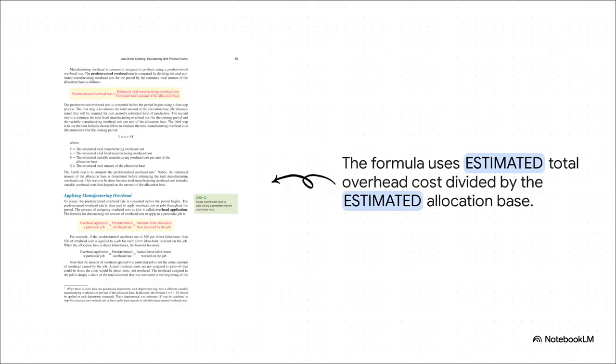Now, the formula to get it is pretty straightforward. But look closely. What's the one word you see twice? Estimated. To get our rate, we take our best guess, our forecast, of the total overhead costs, and we divide that by our best guess of the total activity, or what we call the allocation base. That base should be whatever really drives your overhead costs. So in a factory full of robots, machine hours makes a ton of sense. If it's more labor-intensive, maybe direct labor hours is the way to go.